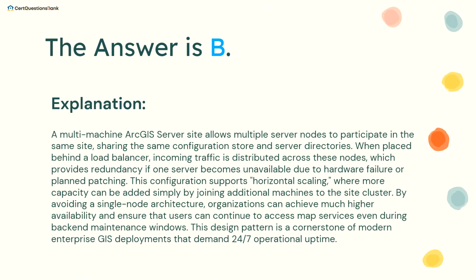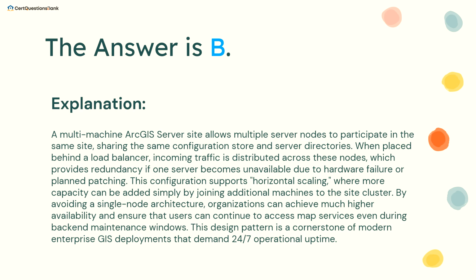The answer is B. A multi-machine ArcGIS Server site allows multiple server nodes to participate in the same site, sharing the same configuration store and server directories. When placed behind a load balancer, incoming traffic is distributed across these nodes, which provides redundancy if one server becomes unavailable due to hardware failure or planned patching.